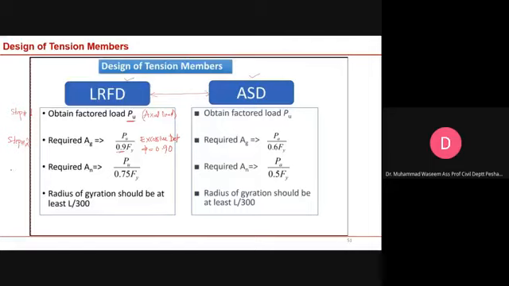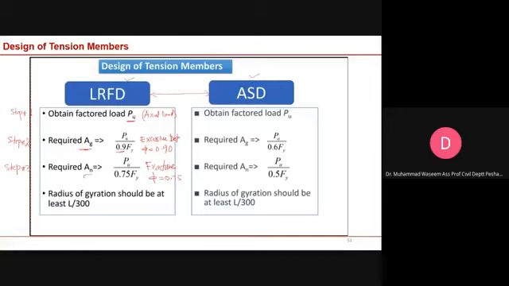The third step in the design of a tension member is to calculate the net area, because the second limit state we check for tension members is fracture. For the fracture limit state, the strength reduction factor we use has a value of 0.75. So the first step is to calculate the axial load or demand present on the member, and the second step is to determine the gross cross-sectional area.